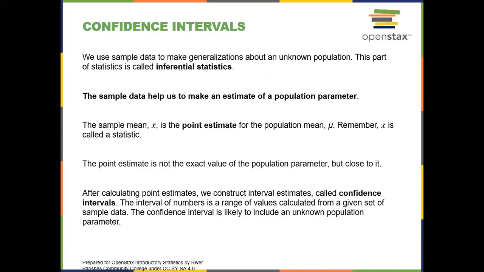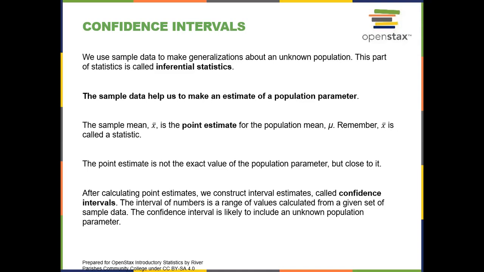We use sample data to make generalizations about an unknown population parameter. This part of statistics is called inferential statistics. Why? Because we are using sample data to make predictions or forecasts about population characteristics. So we are drawing inference or conclusion from the sample data about the population characteristic.